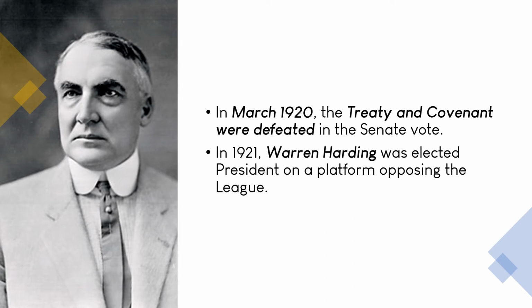So finally, in March of 1920, the Treaty of Versailles and the Covenant of the League of Nations were defeated in the Senate vote, meaning that the senators voted against it, and the United States did not join the League of Nations. In the following year, in 21, Warren Harding was elected as a new president, and he had in fact run on a platform that opposed the League of Nations. And when he won, this meant that the United States for sure were not going to join the League of Nations. Let's say it was the nail in the coffin on the idea that the US might one day become a member of the League of Nations.